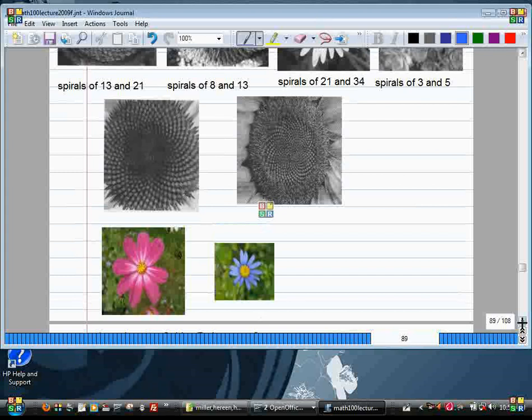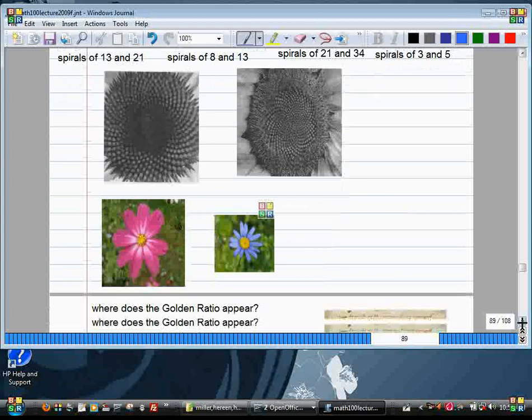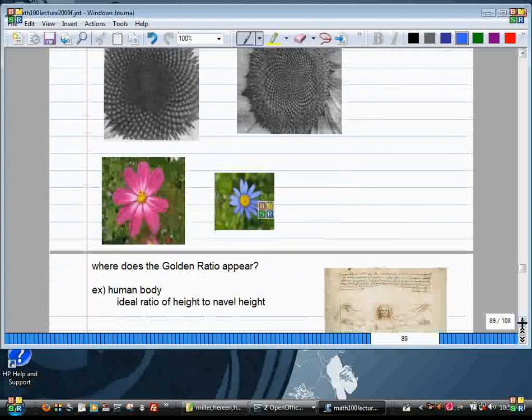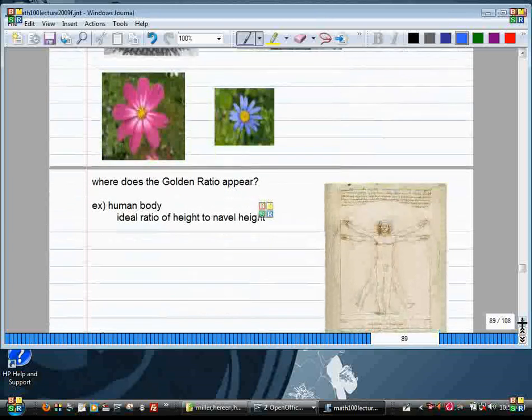Next. Where does the golden ratio appear? Well, this one we talked about last time. In the human body, the golden ratio is the ideal ratio of total height to navel height. And there is the human ideal.